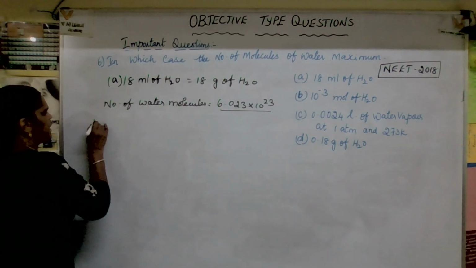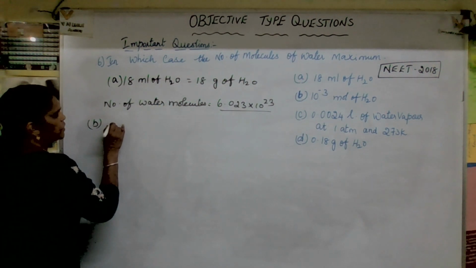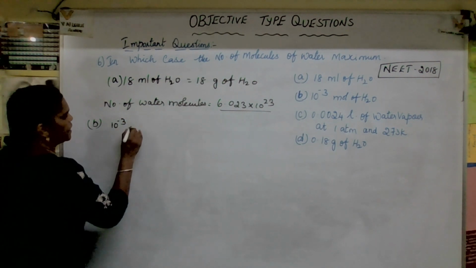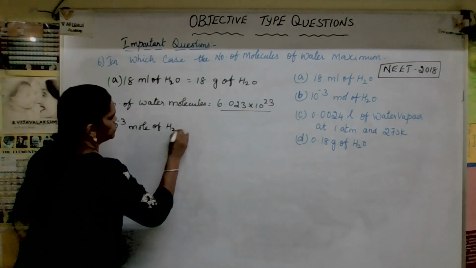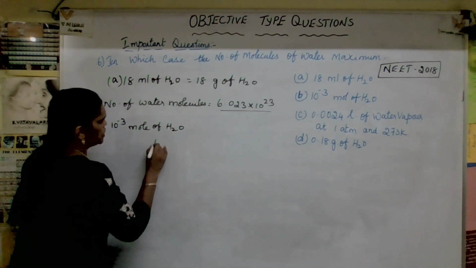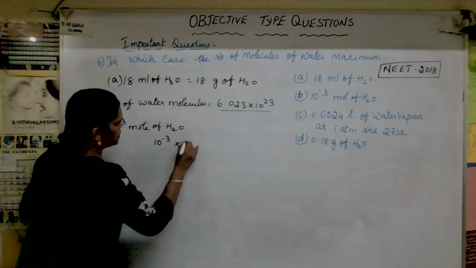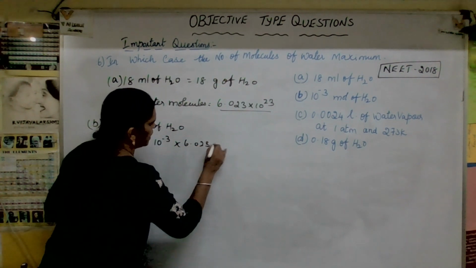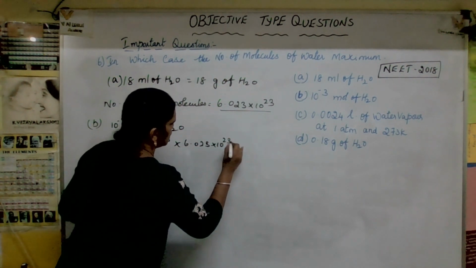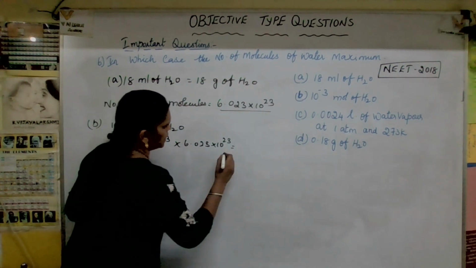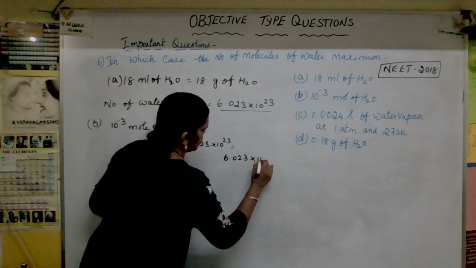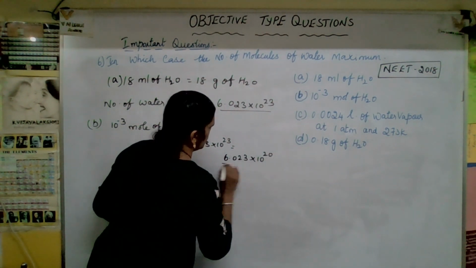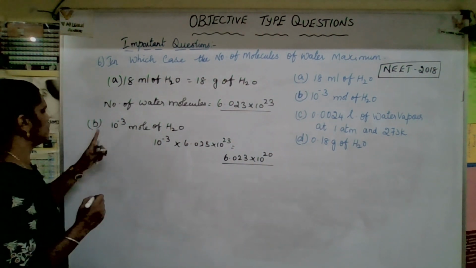Now option B, 10 to the power of minus 3 mole of water. So here it is 10 to the power of minus 3 into 6.023 into 10 to the power of 23. So what answer will you get? You will get 6.023 into 10 to the power of 20. Okay, this is option B.